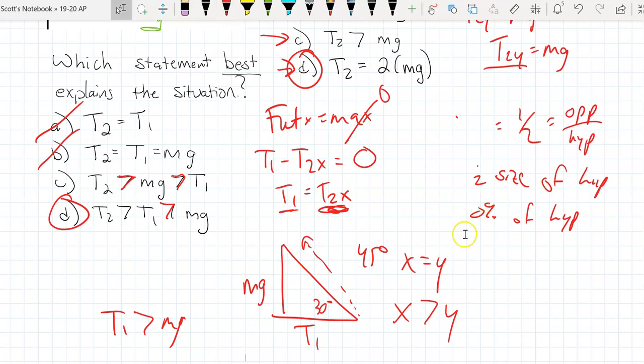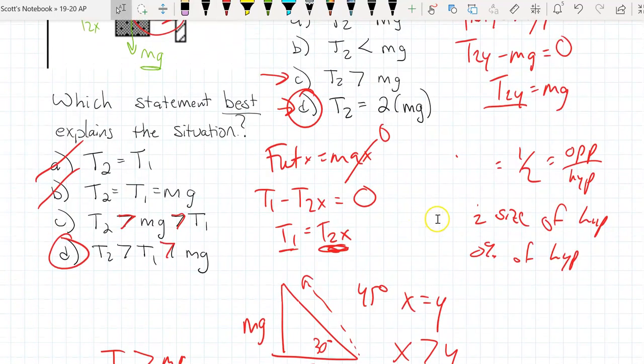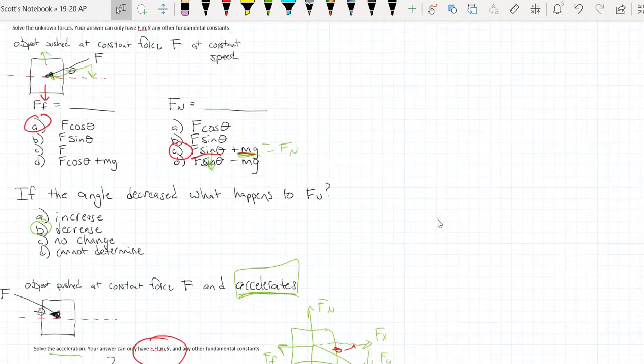So those are some great challenging problems that would prepare you for the level of questioning on the AP test.